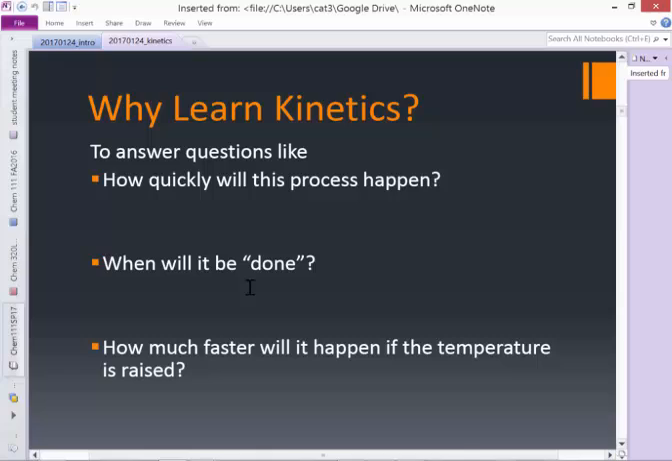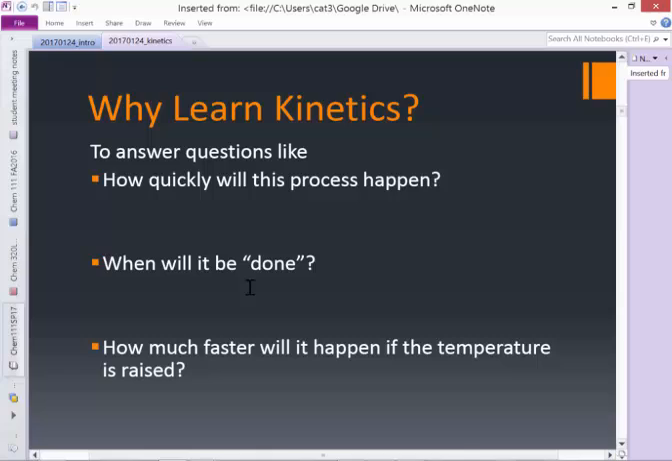Kinetics is a fairly, I would say, beefy chapter. Beefy is the adjective I would use to describe it. There are many topics within kinetics. Some people spend their entire careers just on kinetics. I know, right? We're going to try and cover it in like 2 weeks.